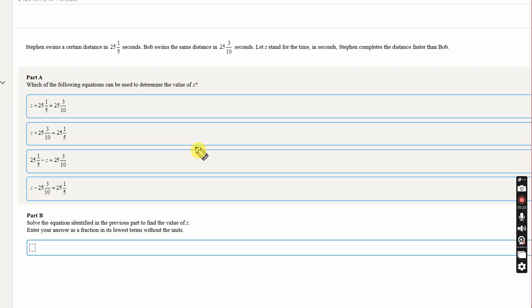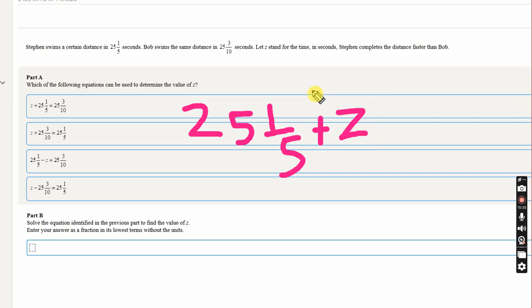So Stefan is swimming faster, right? So that's 25, 1 over 5. Let Z stand for time in seconds. Stefan completes the distance faster than Bob. So plus Z. The time that Stefan completes the distance faster than Bob equals 25 over 3 over 10.